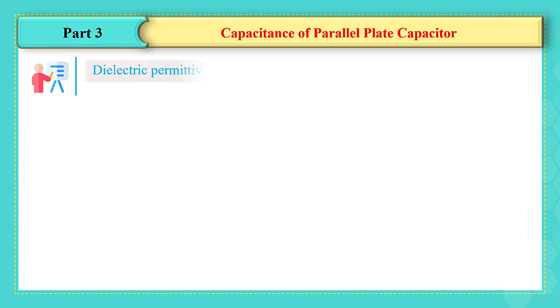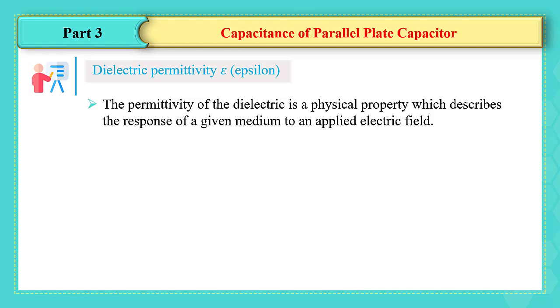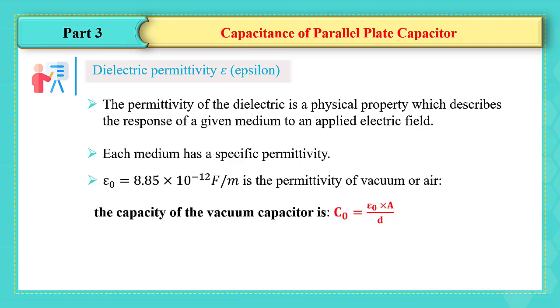What is this constant or the third factor that is affecting the capacitance? This factor is called the dielectric permittivity, which is given by this letter, pronounced epsilon. The dielectric permittivity is defined as a physical property which describes the response of a given medium to an applied electric field. Each medium has a specific permittivity. So the permittivity that we are talking about is a characteristic of any medium.